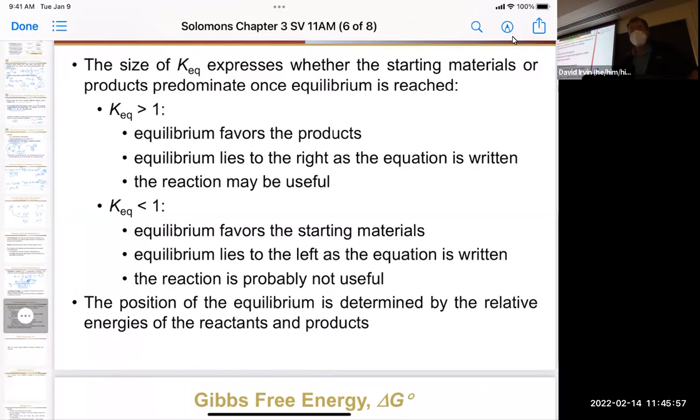But what if the equilibrium constant's not above 1? That means your starting materials are in greater concentration than your products, so the starting materials are favored. If the starting materials are favored, the reaction does not want to progress and therefore is not a useful reaction for us. That's why the equilibrium constant is so important. All of the reactions that are useful to us are going to have an equilibrium constant greater than 1 because it favors products. All the ones that are less than 1 are not going to be favorable for us at all.